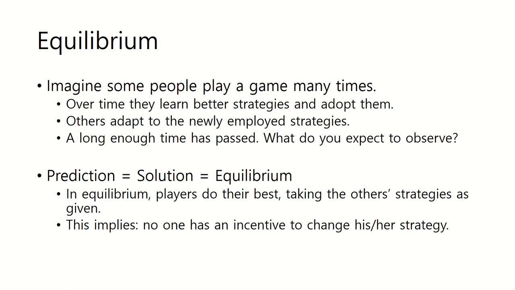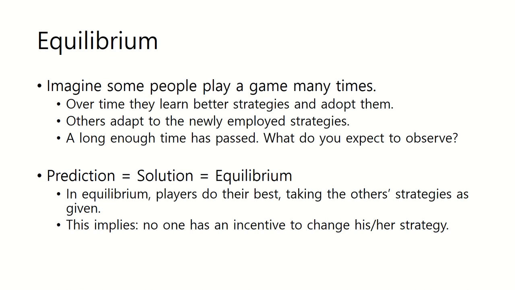So in the short run, there may be some changes, like they try to figure out what the better strategies are, and people change their actions in response to others changing actions, and it may look like chaos, and we cannot say much about chaos. We don't know much about chaos. So instead, we want to focus on a situation where everything settles down. And if everything settles down, then the situation will last for a long time. So it's likely that we'll observe such a situation. So that's why we call this stable, settled situation a prediction.